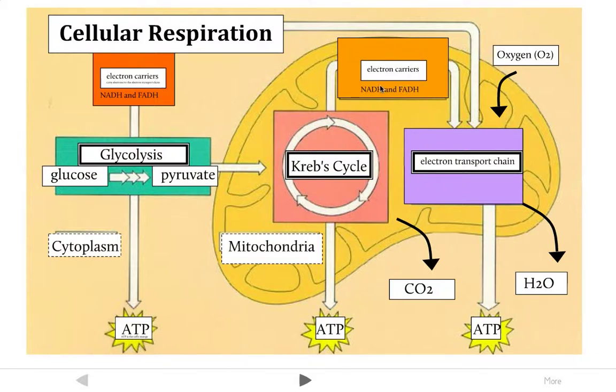Those hydrogens at the end of those molecules are going to combine with oxygen to form water as a byproduct, and that process is going to produce some more ATP. So the whole purpose of cellular respiration is to produce ATP. That's energy for the cell. So this is how your cell takes food, which is your glucose, and turns it into energy, which is ATP.